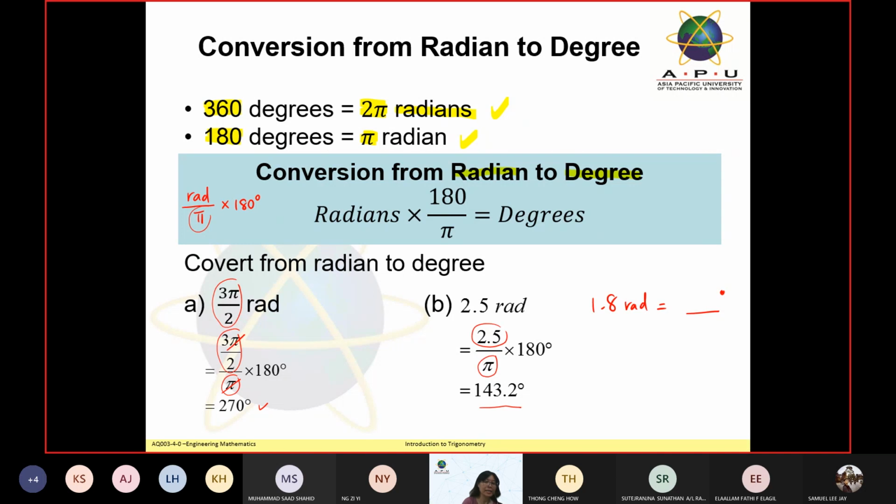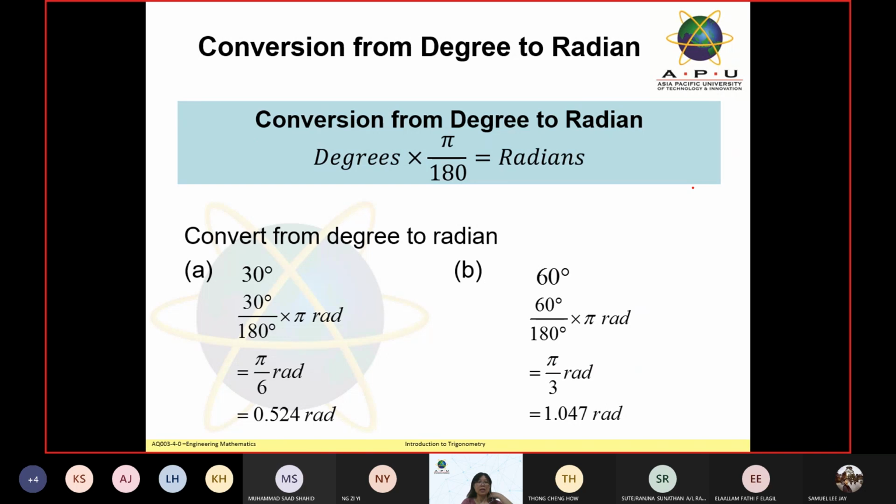103.1. Okay. How do you find it? Right. So that means 1.8 radian, right? Okay. So it will be divided by pi, then multiply by 180, so 103.1 degree. Right? Okay.